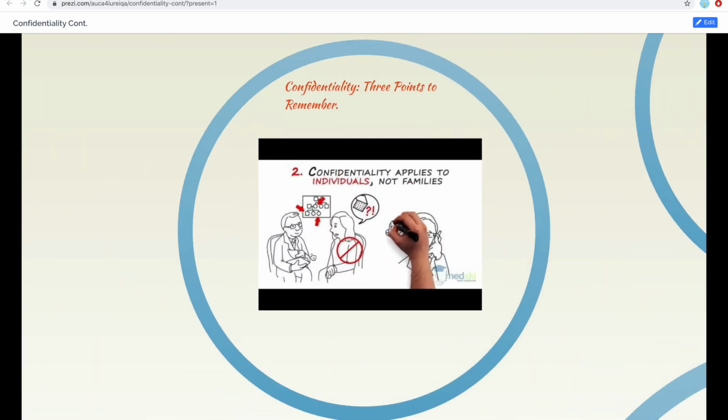Now, I do have 3 points to remember, a video just highlighting some quick and easy rules of thumb to remember when you're working with patients and thinking about confidentiality.